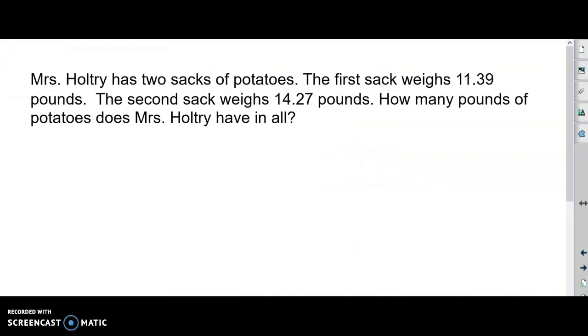Okay, so Mrs. Holtree has 2 sacks of potatoes. The first sack weighs 11 and 39 hundredths pounds. The second sack weighs 14 and 27 hundredths pounds. How many pounds of potatoes does she have in all?